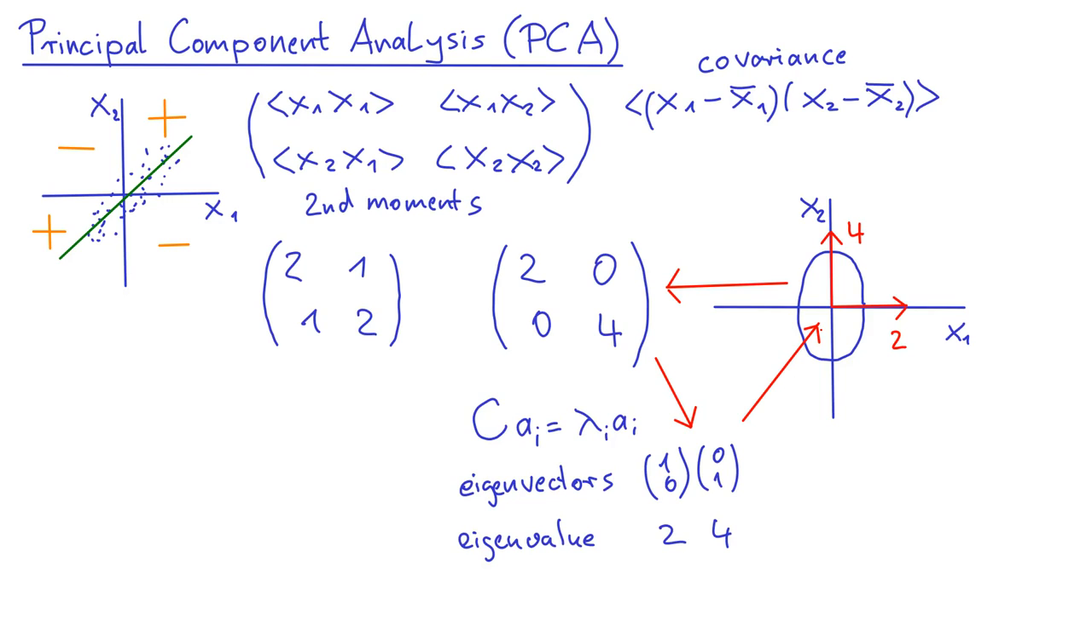And the eigenvalues correspond to the variances of the distribution. And this relationship between distribution, second moment matrix, and eigenvectors also holds in this case. So if we draw it in there, we find that the first eigenvector points in this direction, the second eigenvector points in this direction.